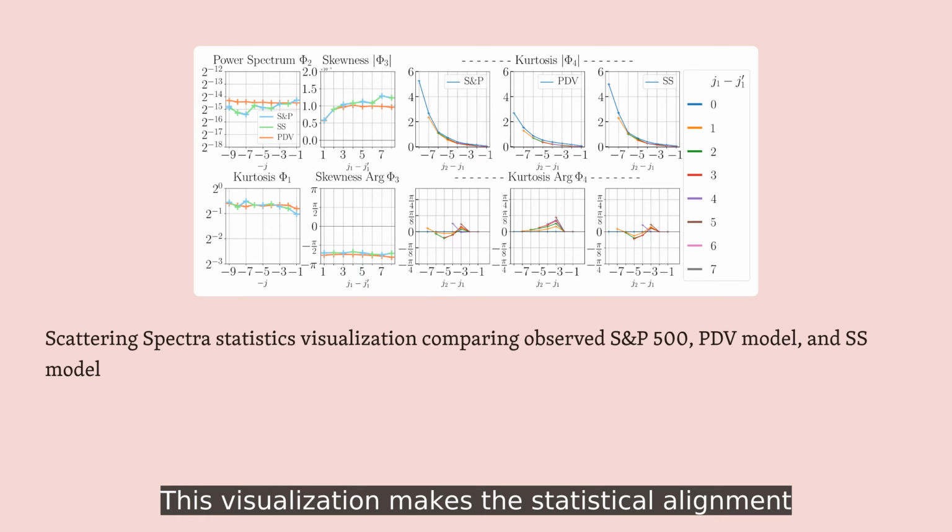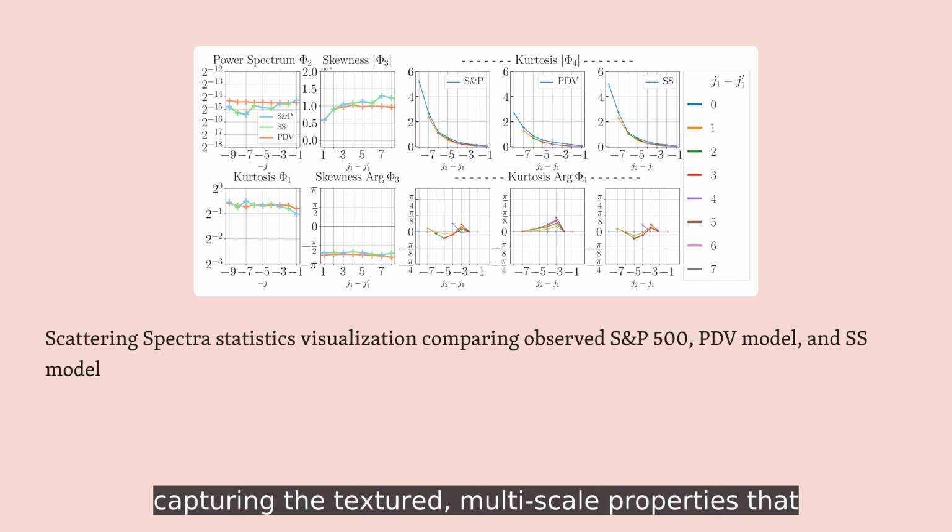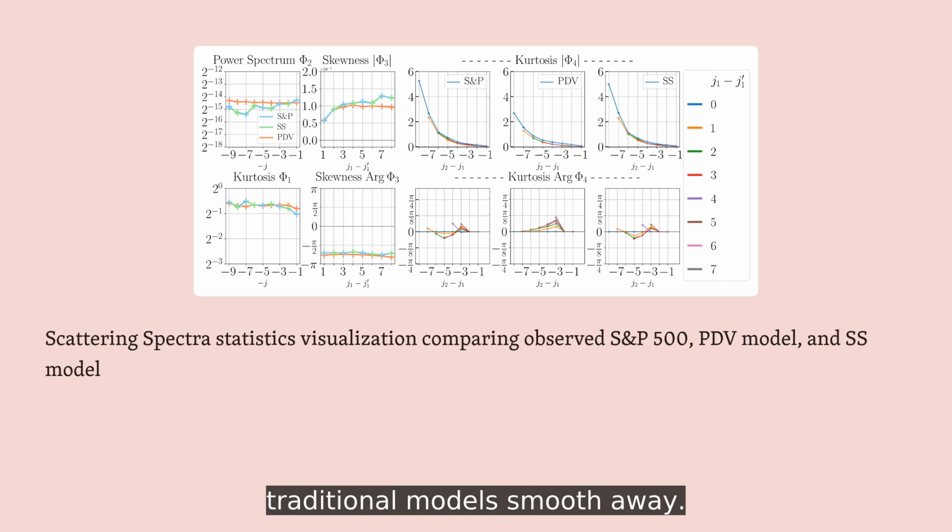This visualization makes the statistical alignment concrete. The scattering spectra capture 4 key statistical features across the observed S&P 500 data, a traditional path-dependent volatility model, and the new scattering spectra model. Notice how the SS model matches the complex structure of real market statistics far more faithfully than the PDV baseline, particularly in capturing the textured, multi-scale properties that traditional models smooth away.